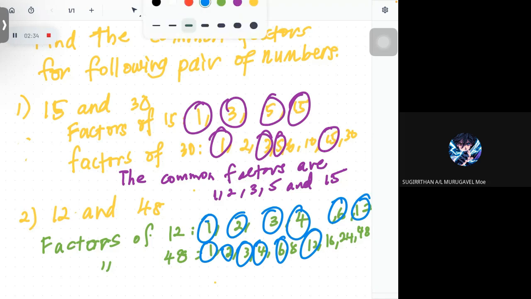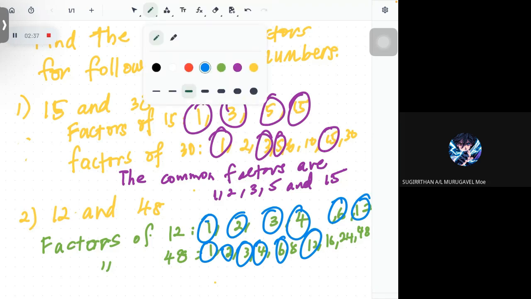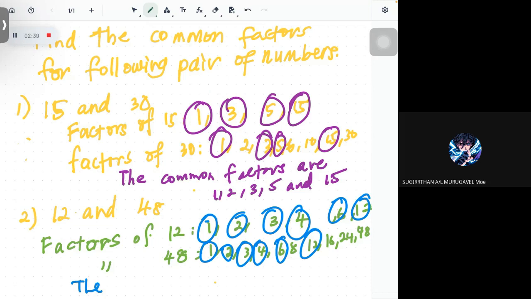Okay, the common factors are 1, 2, 3, 4, 6, and 12.